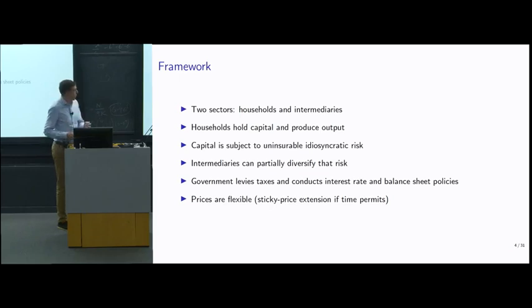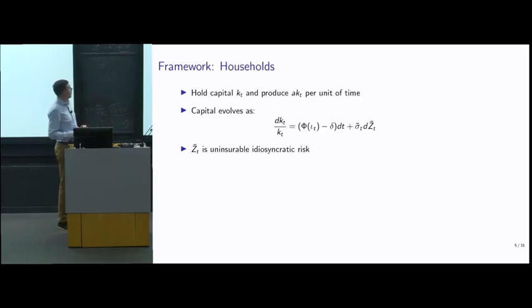Okay, so let's start going into slightly more details, describing what the agents do, how they behave. So we have households that hold capital K_t, and they produce A K_t of output per unit of time. The capital evolves in this familiar way. They can invest into capital. They choose the investment rate iota.